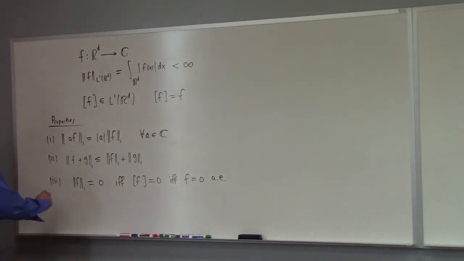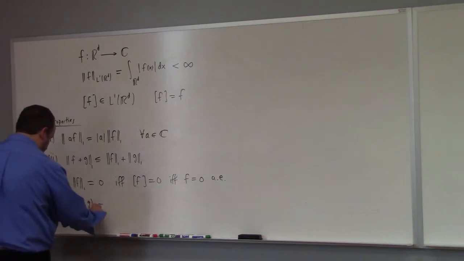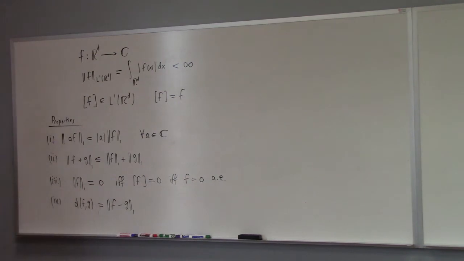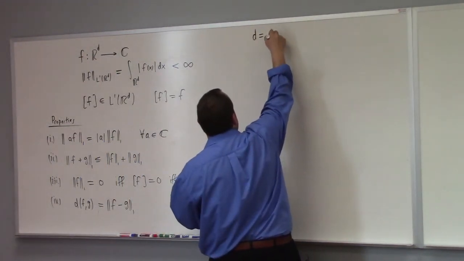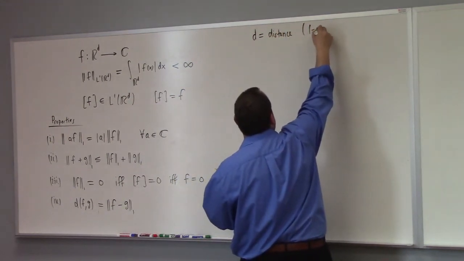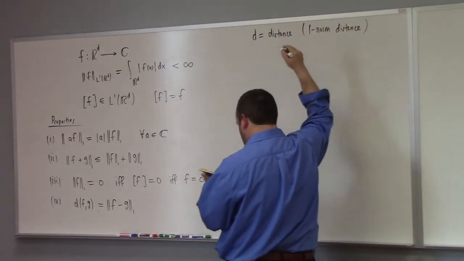And then we also defined a distance function. The distance between two functions, distance from f to g, is the length of the displacement from f to g. So the length of f minus g in the one norm. And so you can prove various things about the distance function. D is for distance, right? And I would say this is the one norm distance for what it's worth. Because, of course, there are other notions of distance we'll talk about shortly.